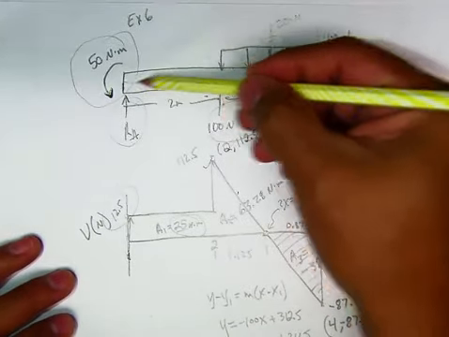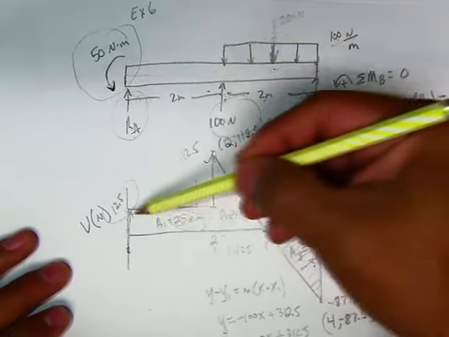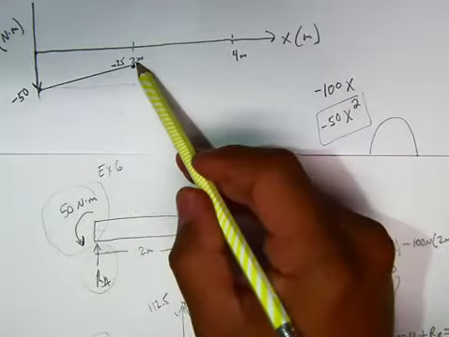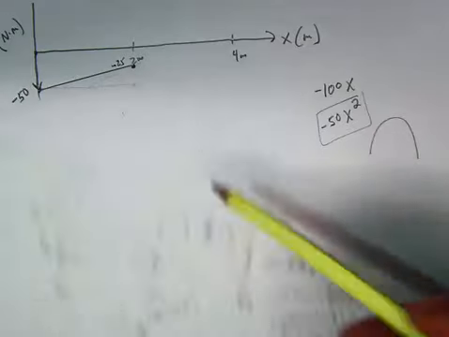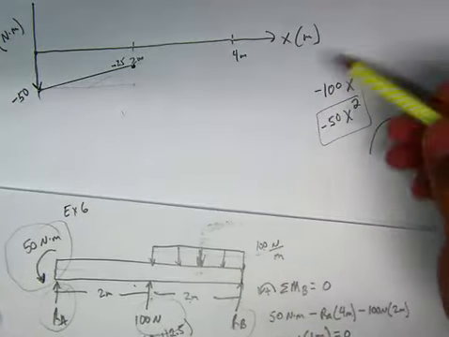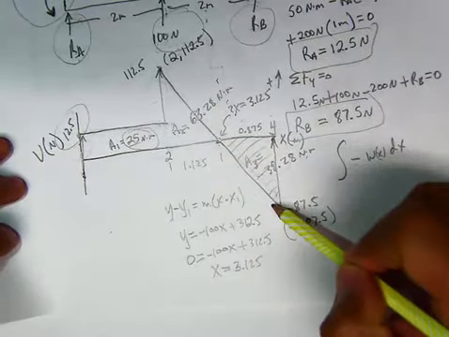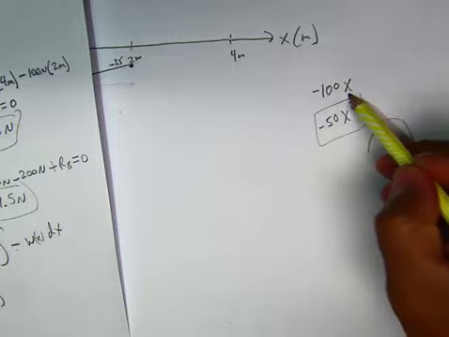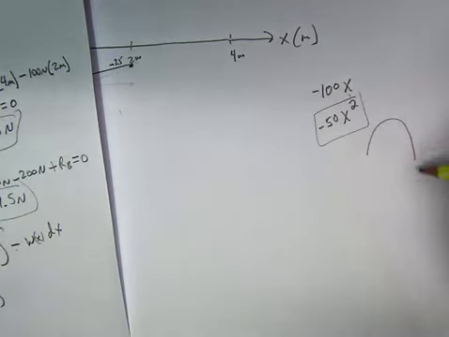So, nothing here. So this is constant. Constant produces a slope. Just like this one's constant, it produces a slope, and therefore this slope is going to produce a parabola. So this slope right here is negative 100. The integral of that is negative 50x squared, which basically means it's a parabola that opens downward.